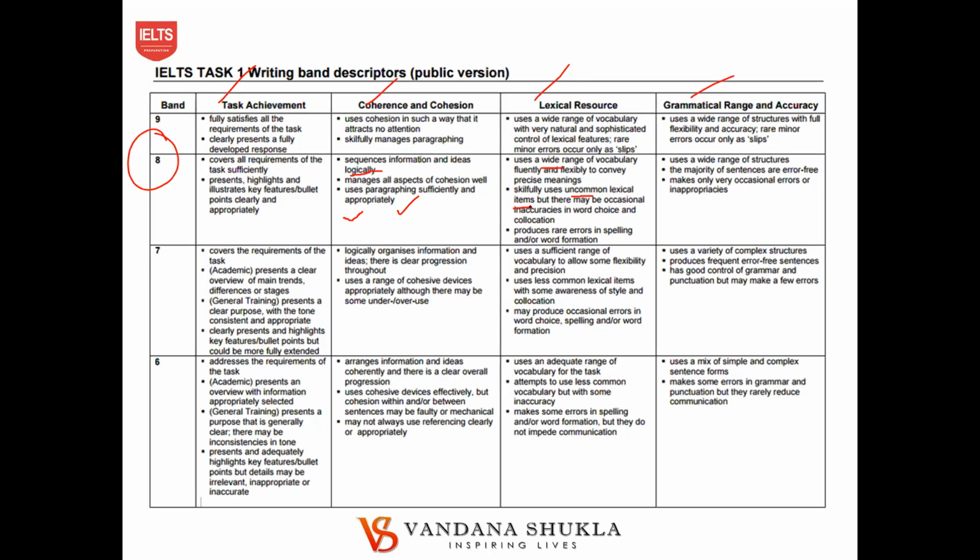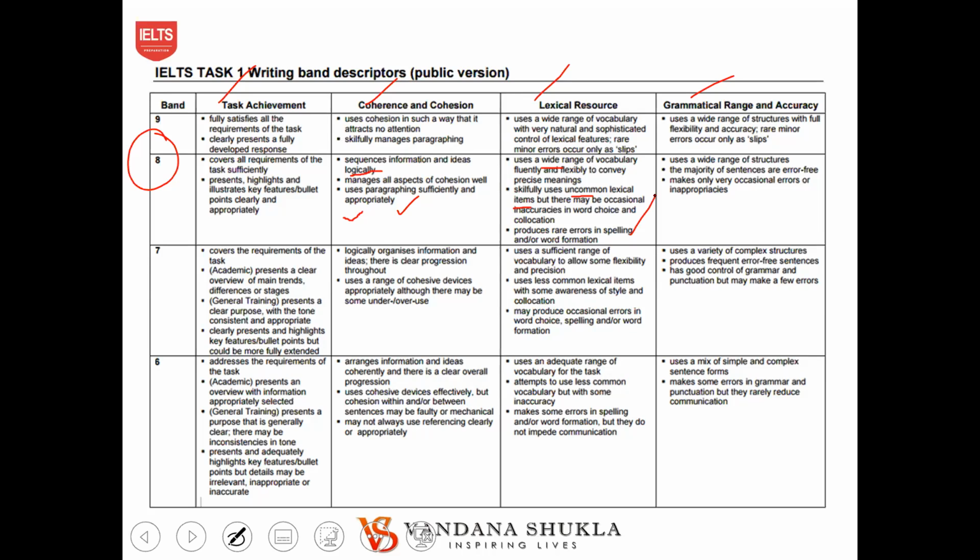But there may be occasional inaccuracies in word choice. So you are putting the right words, or the good vocabs which are not so common, but sometimes the words are not suitable to those sentences. Produces rare errors in spelling and word formation. So spelling is also part of your lexical resource.